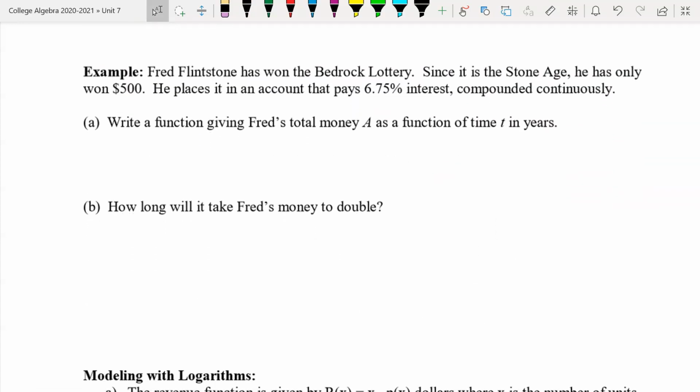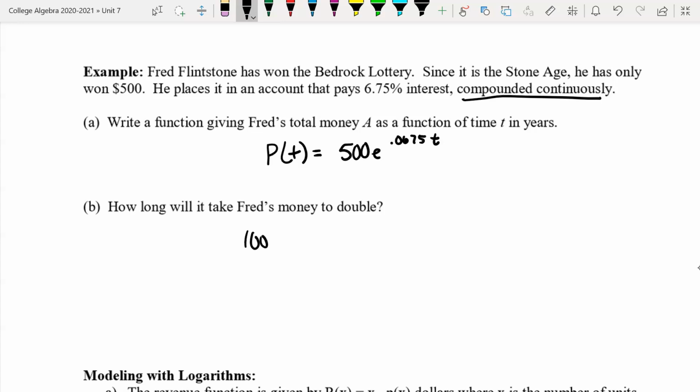Next one, it says Fred Flintstone has won the Bedrock Lottery. Since it is in the Stone Age, he has only won $500. He places it in an account that pays 6.75% interest compounded continuously. All right, so if I write a function, the function's going to look like this. I don't know the time. That's 0.0675 times t.